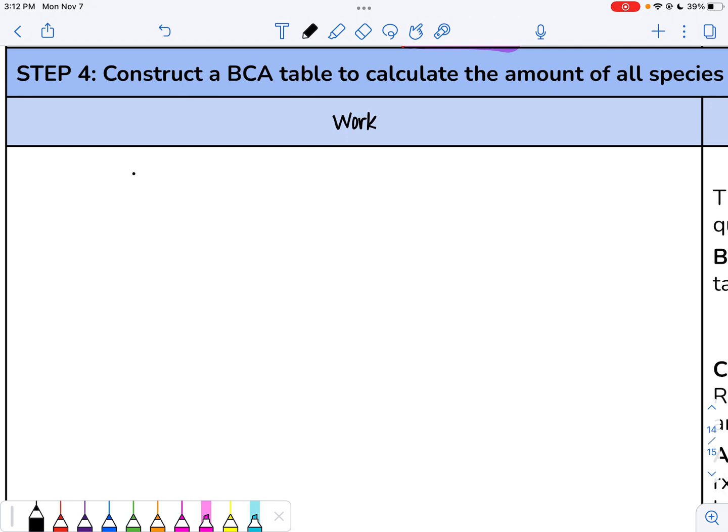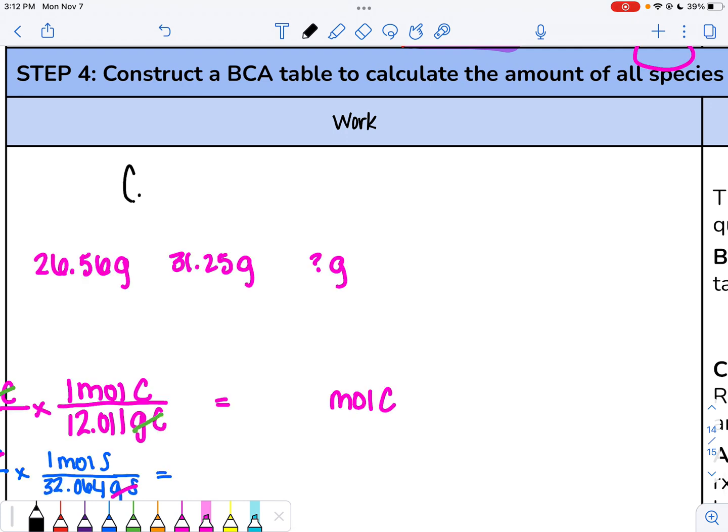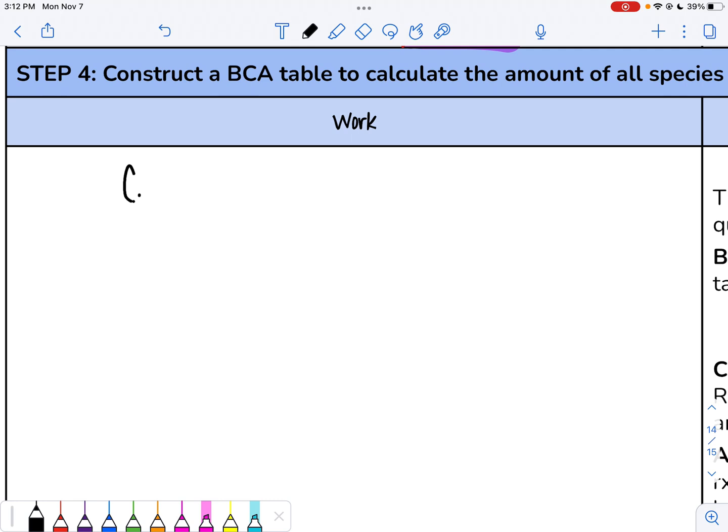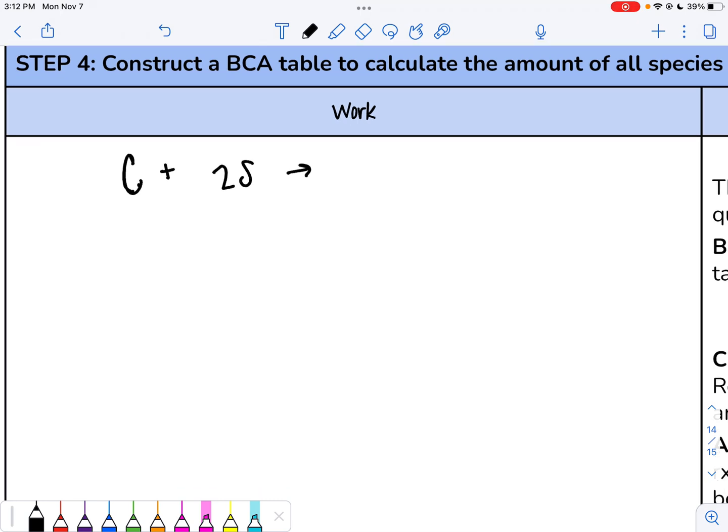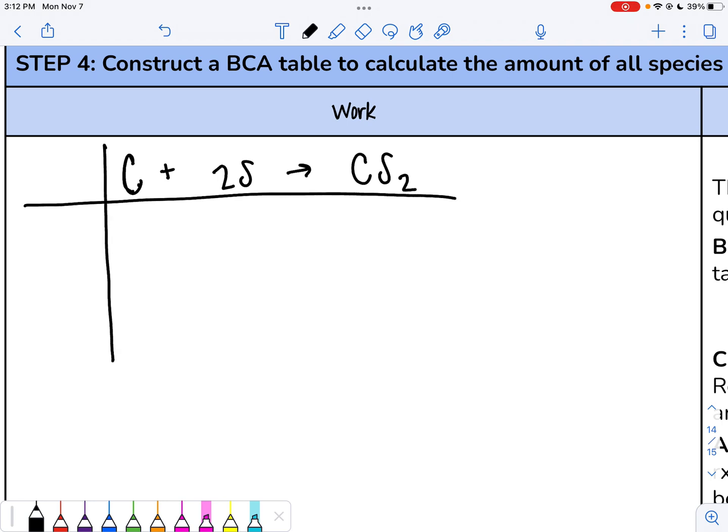So first step to setting up a BCA table, you want to rewrite your reaction equation. So I have carbon plus 2 sulfurs yields, excuse me, carbon disulfide. Okay, I'm going to set myself up a section to write about the before, the change, and the after.